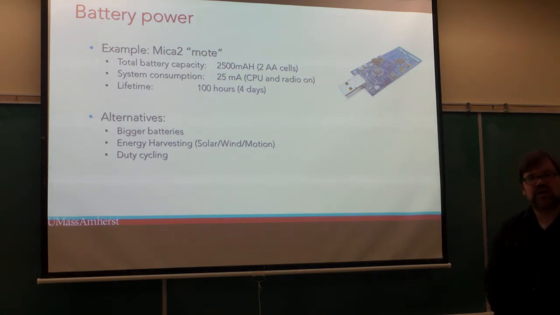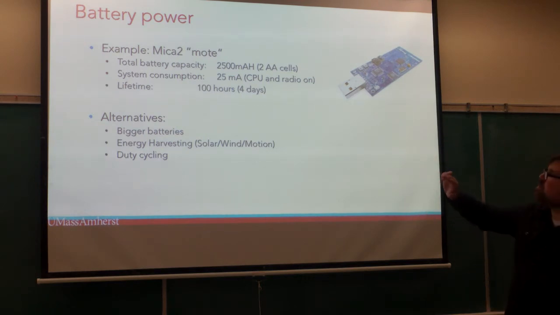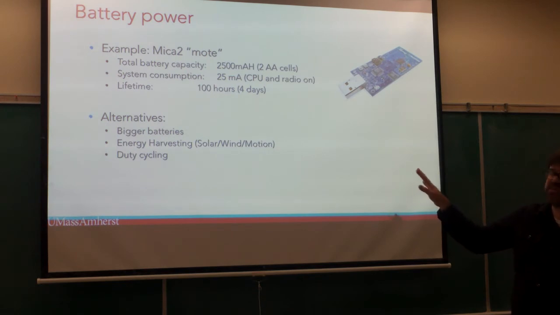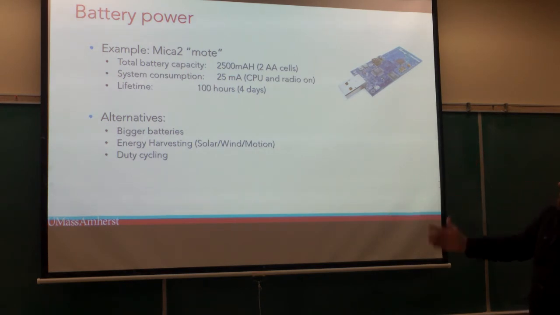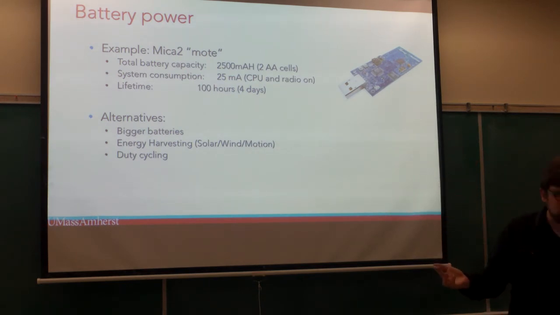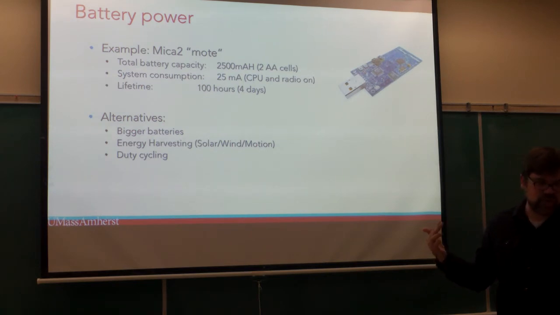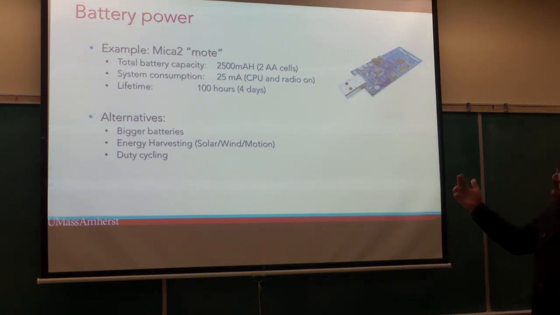Like I know there are a couple of ongoing deployments that are looking at monitoring the habitats of endangered species. But the total battery capacity you have here is 2 AA batteries. So the entire system, which includes the CPU and the radio both being on, is around 25 milliamps of current. And then the expected lifetime, if we were to run this continuously, would only be 4 days.